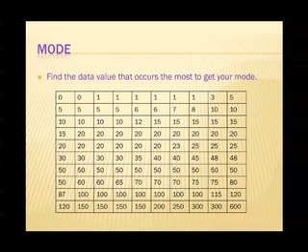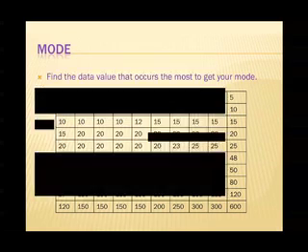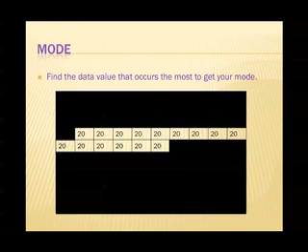Next is the mode. The mode is the most frequent data point. By this I mean that it is the number that shows up most in the data. So for our data, the mode is 20, because there are more 20s on this chart than any other number.